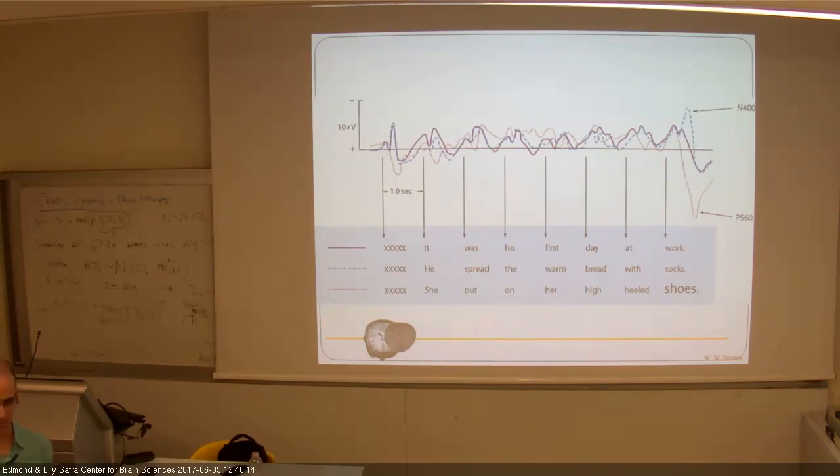Very systematically, there's a very big difference between semantic incongruity and syntactic incongruity. And there are other components which I'm not mentioning today because they're too specific, that if you're interested, you can look at, that are sensitive to specific syntactic deviations.